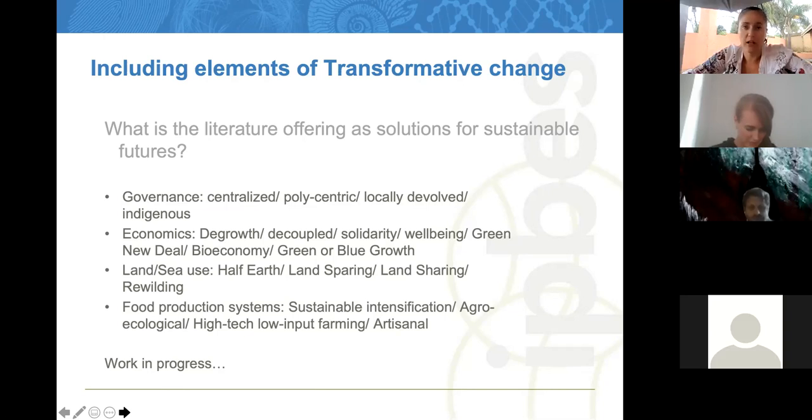There are a lot of advocates for sustainable intensification, which sit within the land sparing side of things. The agroecological camp sits a little bit more in the land sharing idea, that we need high tech, low input farming within cities, that we need to be more artisanal. So all of these different ideas that people have about what a better future could look like, we needed to try and incorporate as best we could into these narratives.